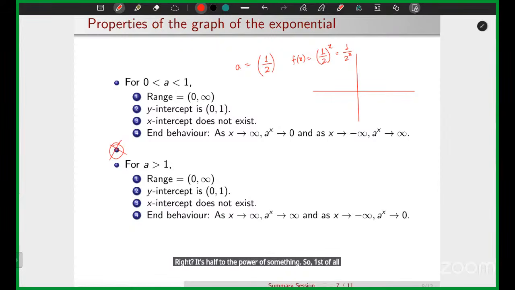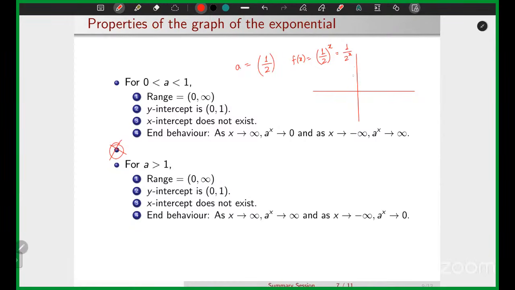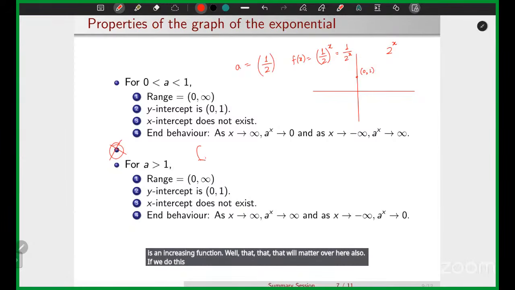So first of all, let's see what its value is at x equal to 0. At x equal to 0, what is the value? 1. This is (0, 1), because 1 by 2 to the 0 is 1 by 1, which is 1. And then if I increase the value of x, the denominator value increases. So you see this 2 to the x is an increasing function. Well, that will matter over here also. If you do the first case, you'll get the second case for free.